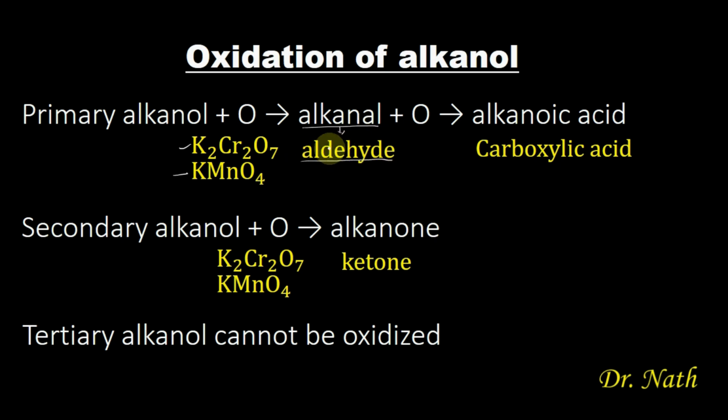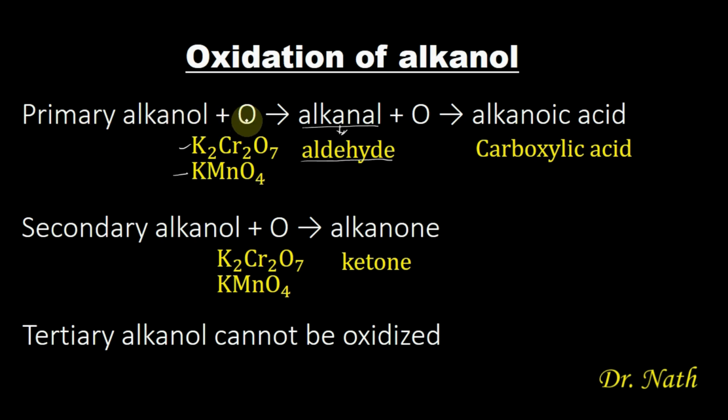So this is high yield. You can be asked in an exam what the other name for an alkanal is. An alkanal is also called an aldehyde. So when a primary alkanol reacts with oxygen, an alkanal, or aldehyde, is formed. And if the oxygen is still present in excess, the alkanal that is formed will further react with oxygen to give carboxylic acid.